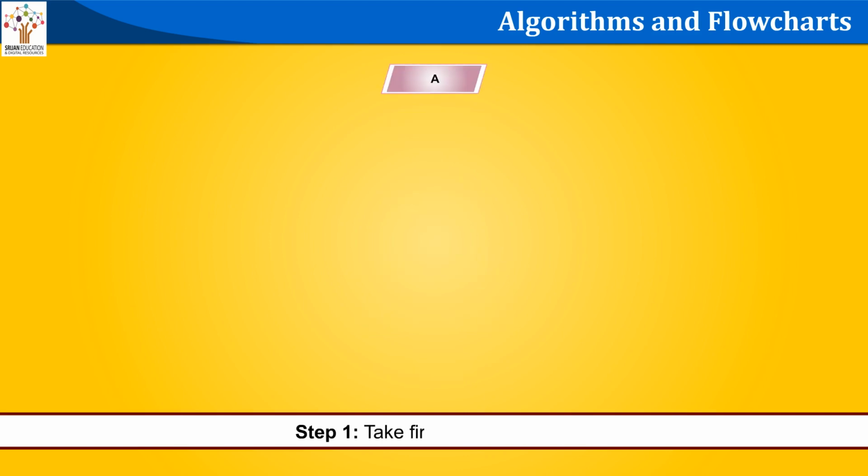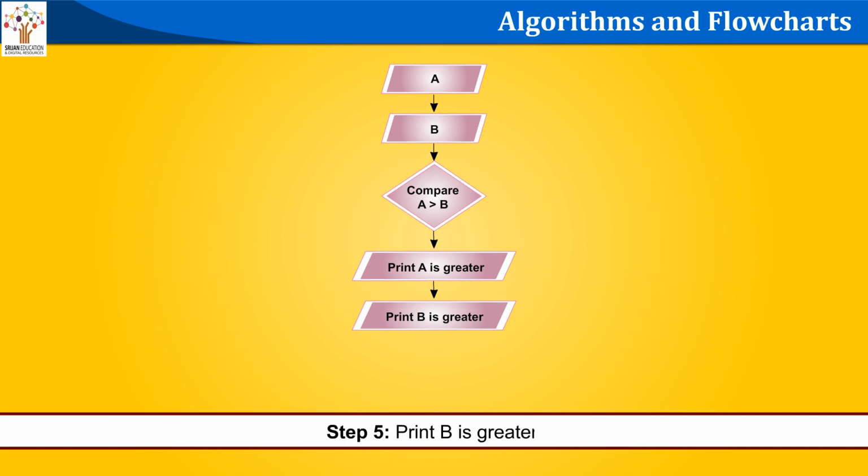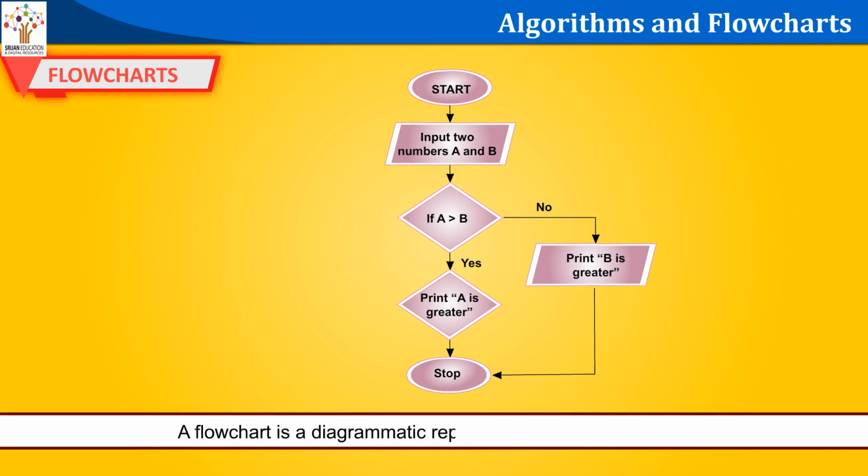Example 2. Algorithm to find the larger of two numbers. Step 1. Take first number, that is A. Step 2. Take second number, that is B. Step 3. Compare A greater than B. If yes, go to step 4. Otherwise, go to step 5. Step 4. Print A is greater. Go to step 6. Step 5. Print B is greater. Step 6. Stop.